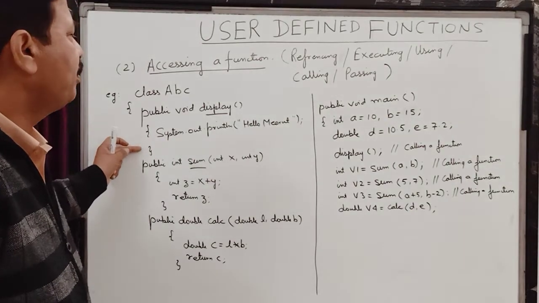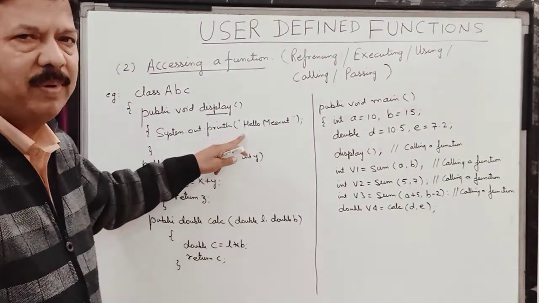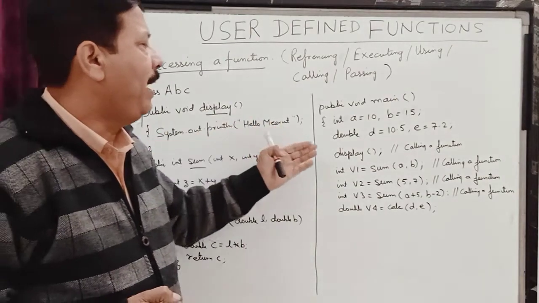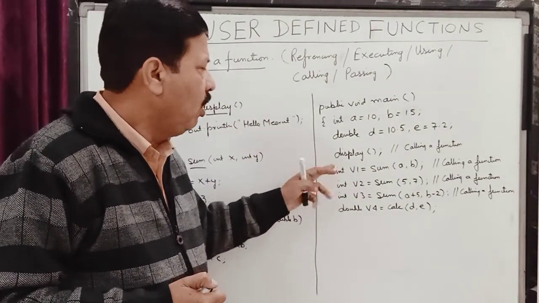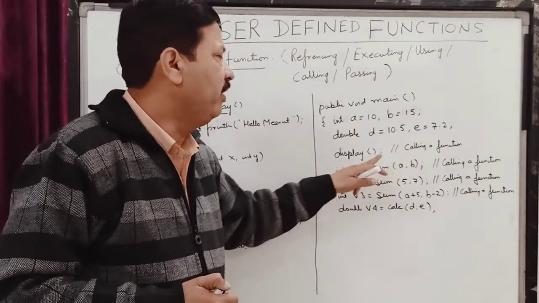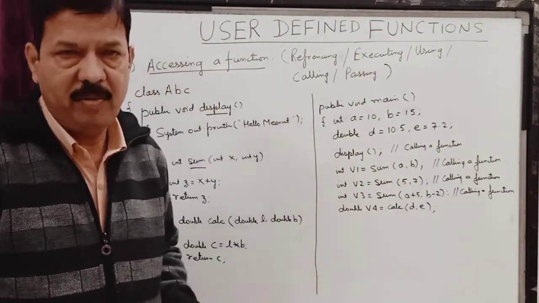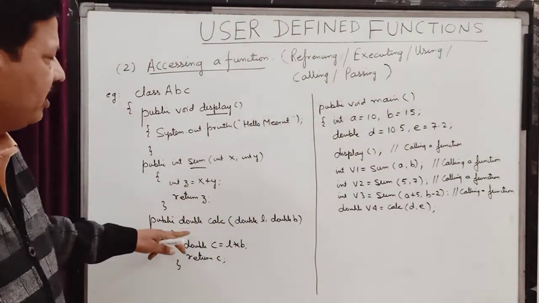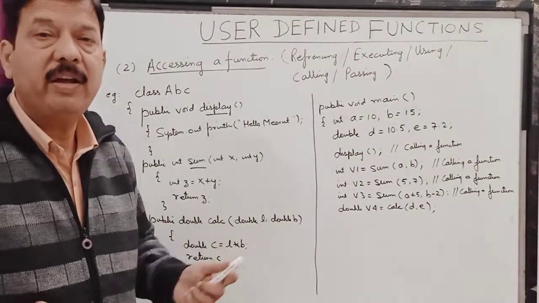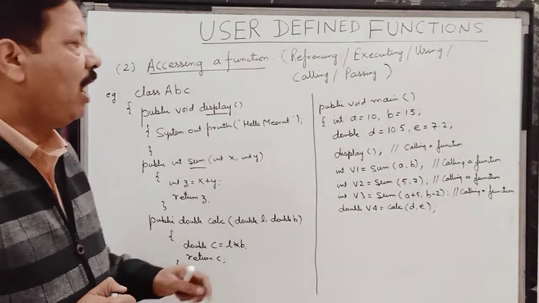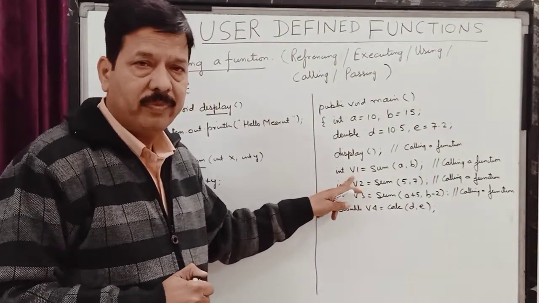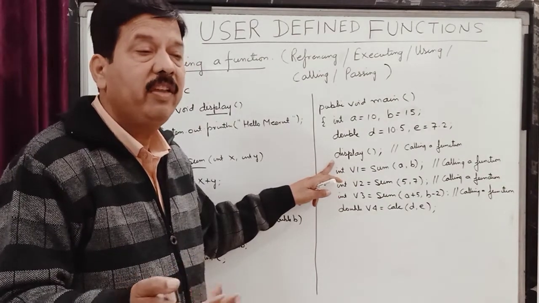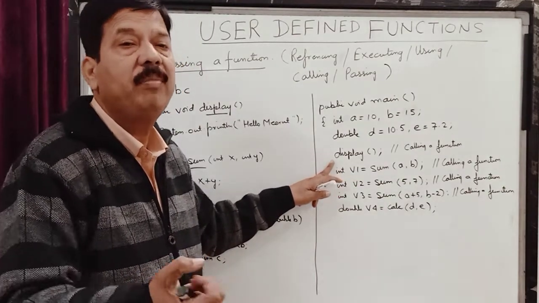This function prints hello merit, which gets displayed on the viewer's screen, and the control comes back to the next line. This is how I am calling a function. This is calling of a non-returnable function. But, children, when I call a returnable function, both of these functions are returnable and they return a value. So I have to assign them to a variable. I cannot call them like a non-returnable function, because when I call these functions, they are going to give me some value.